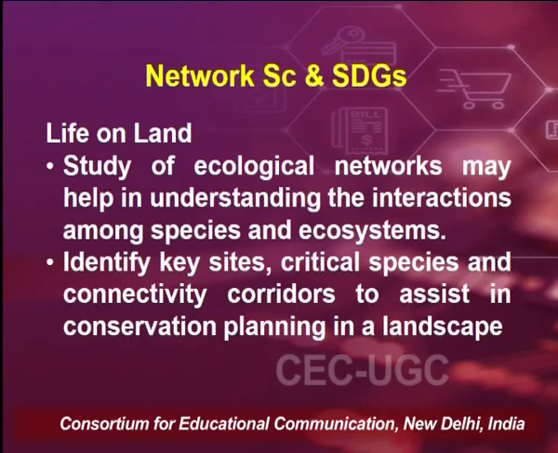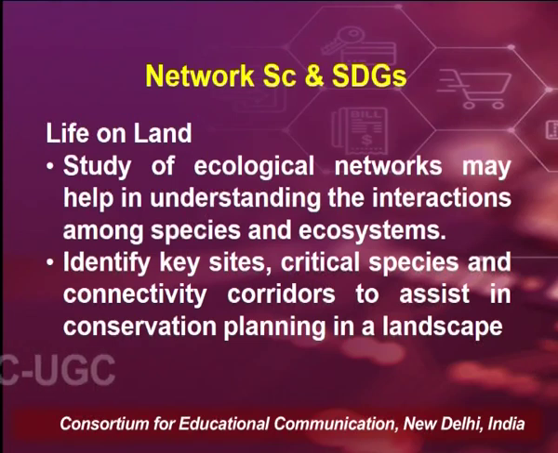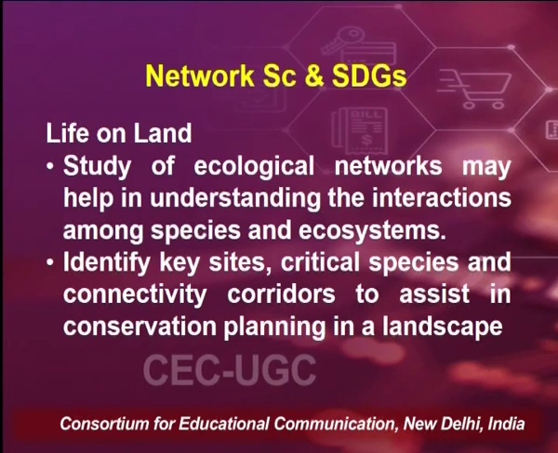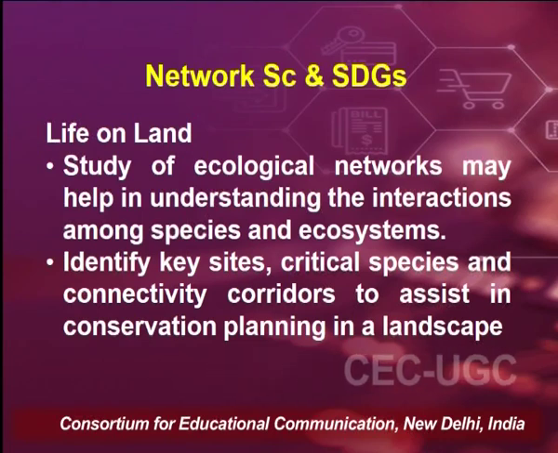Then there are goals like life below water. So for this we can analyze the fishing network, and we can analyze them to prevent the overfishing problem, and therefore monitor the marine ecosystems and protect the biodiversity. Similarly, there could be the terrestrial life on the land. So for this we can analyze the ecological network. We can identify the key sites or the critical species that are there in these kind of land corridors and help them conserving.